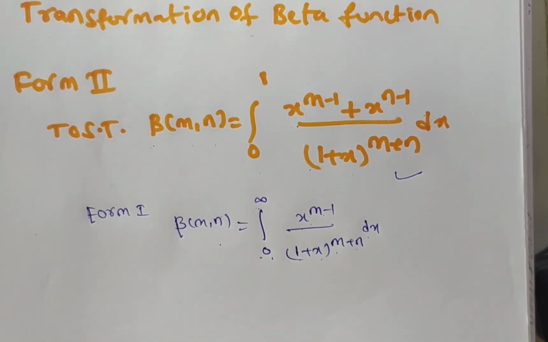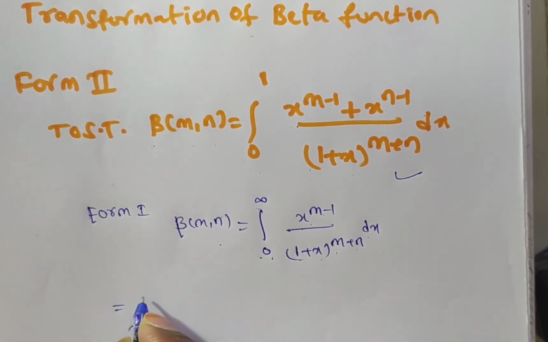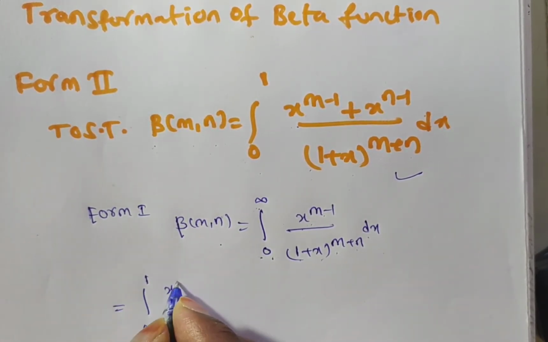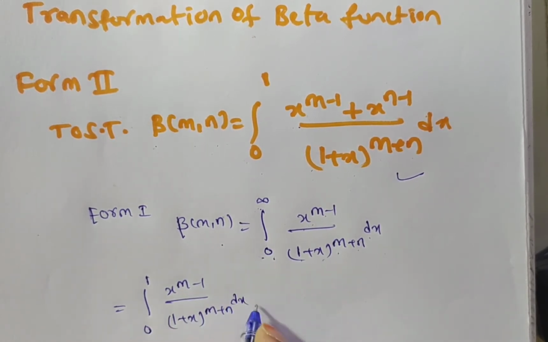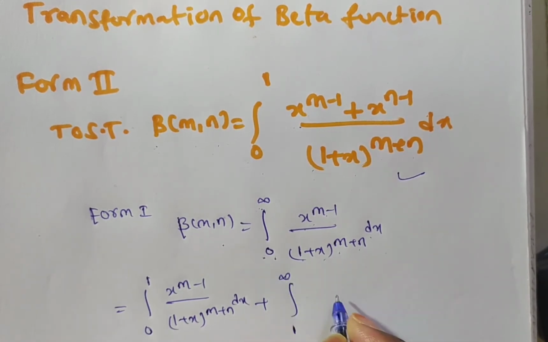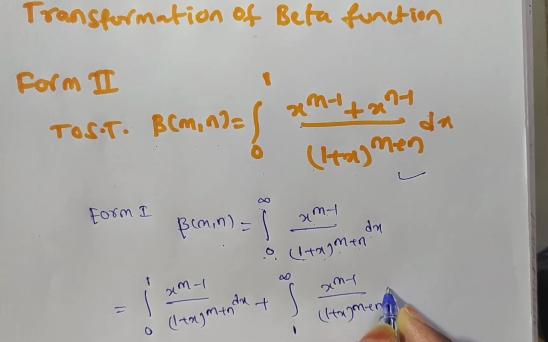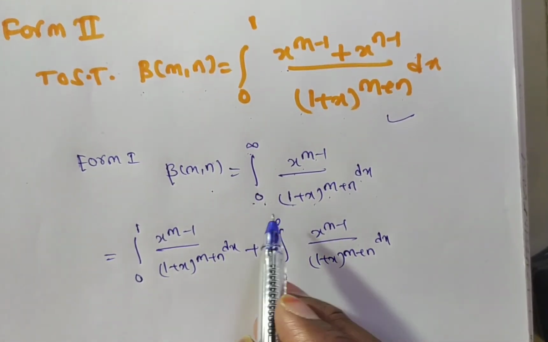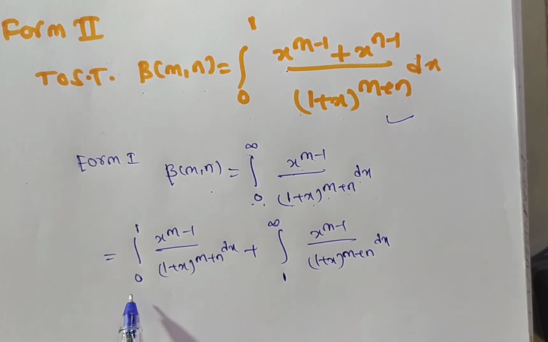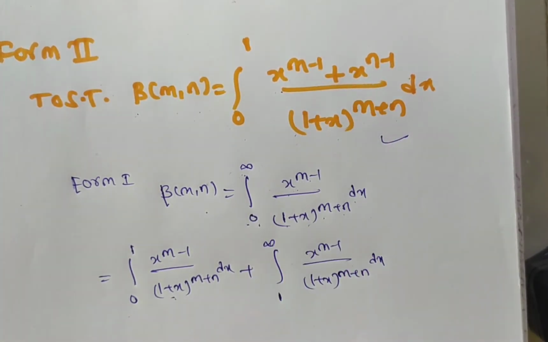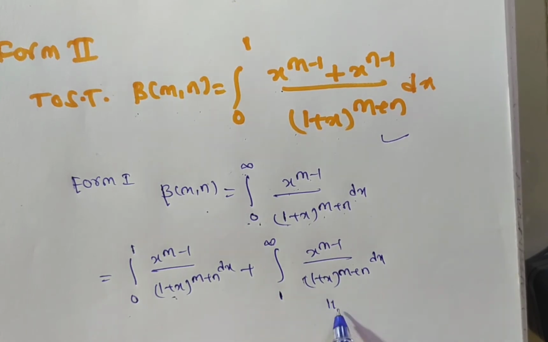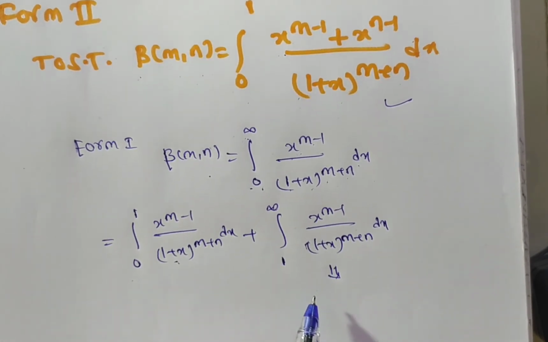So from form 1, we can write the integral 0 to 1 of x to the power of m minus 1 by (1 plus x) whole to the power of m plus n dx, plus the integral from 1 to infinity of x to the power of m minus 1 by (1 plus x) whole to the power of m plus n dx. So will you write this one? 0 to infinity is nothing but 0 to 1 plus 1 to infinity. You see, this first part is as it is. One of the parts came. Now the rest of the part we need to find out. So we have to evaluate this term. This integration we have to evaluate.